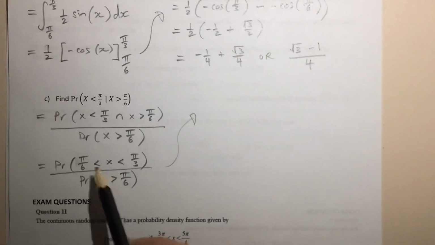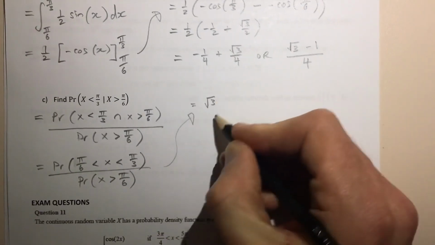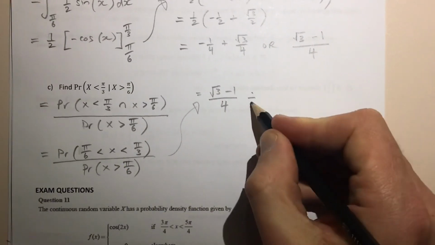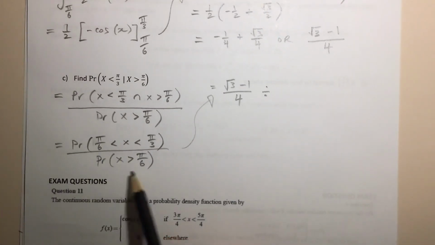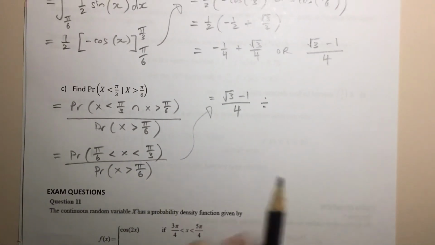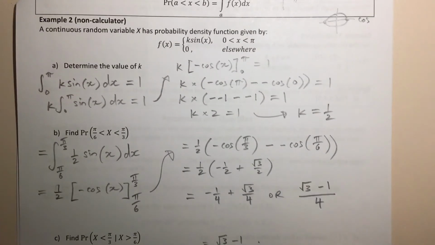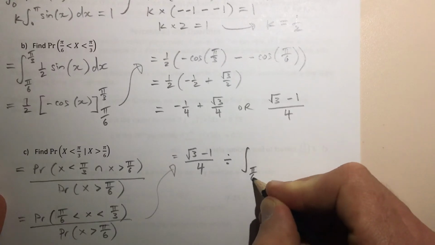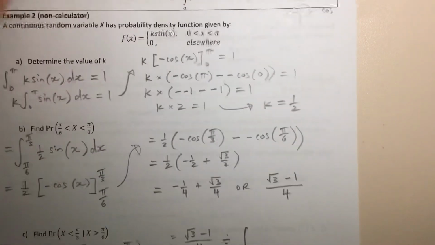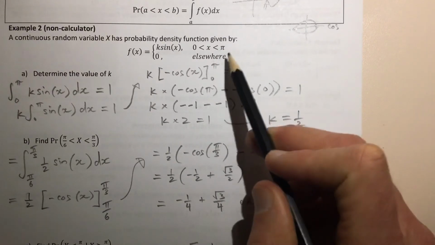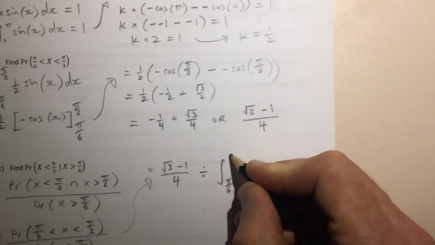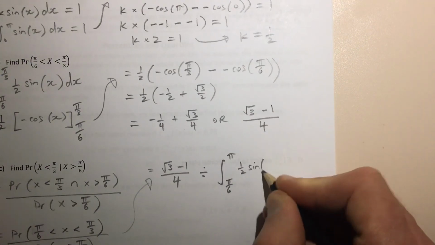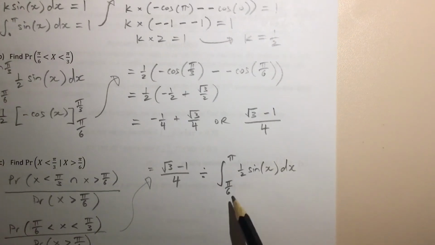The top number is root 3 minus 1 all over 4, divided by the probability that x is greater than pi on 6. And the probability that x is greater than pi on 6, we come back to our function, well, that's just going to be the integral from pi on 6 to as big an x value as we can get. And in this function, the biggest x value where the function goes up to is x equals pi. So it's the integral of the function, and our function was a half sine x, from pi on 6 to pi.